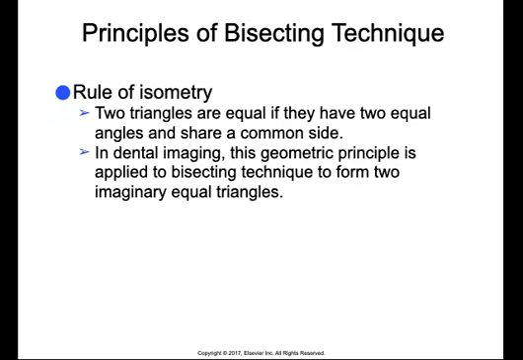The bisecting technique is based on a simple geometric principle known as the rule of isometry. The rule of isometry states that two triangles are equal if the triangles have two equal angles and share a common side. This geometric principle is applied to the bisecting technique to form two imaginary equal triangles. The bisecting technique can be described as follows.